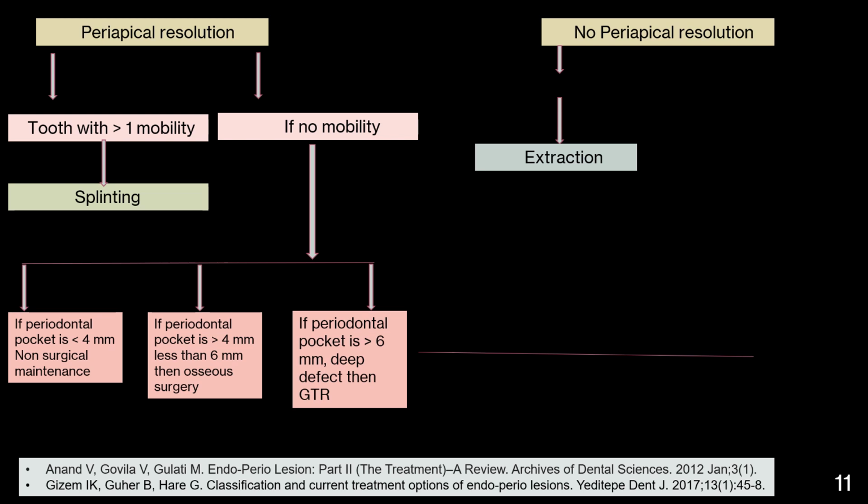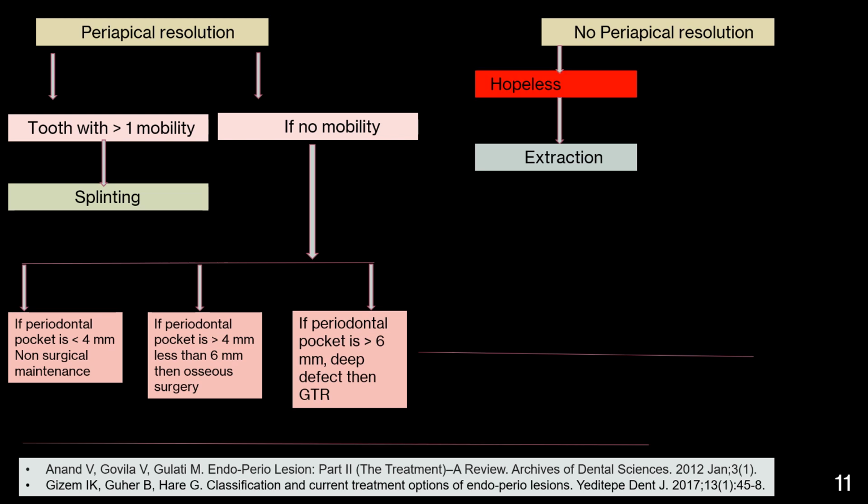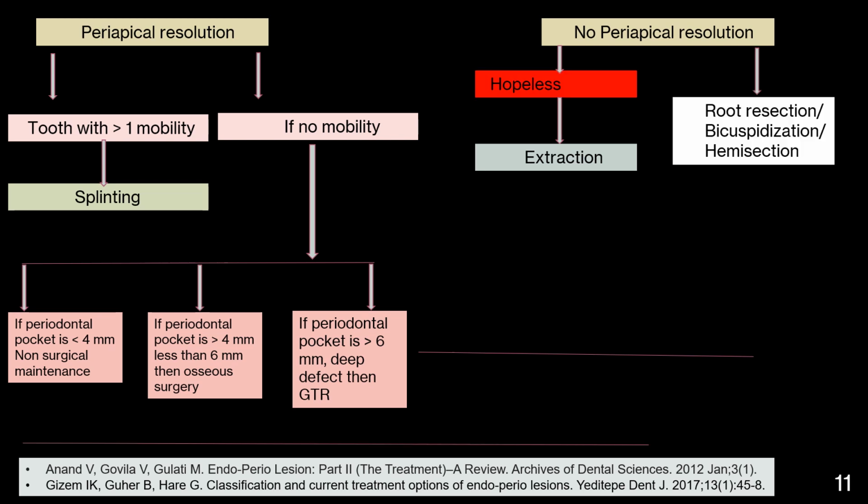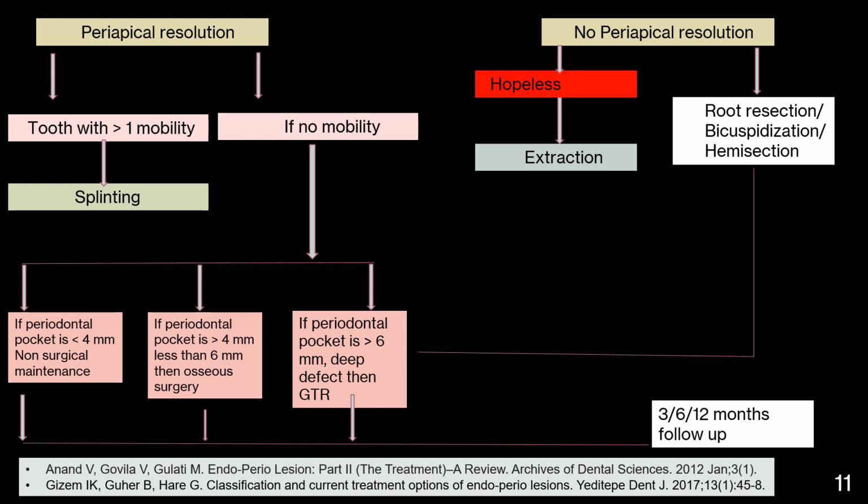Now, if there is no resolution of the periapical lesion and the prognosis is hopeless, we go ahead with extraction. Or if there is a borderline prognosis, with one single root being unaffected or with no underlying lesion, then procedures like root resection, bicuspidization, or hemisection can be carried out in multi-rooted teeth.